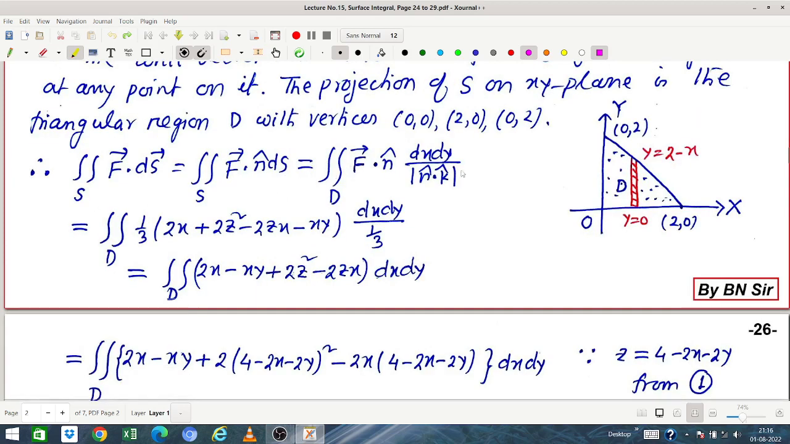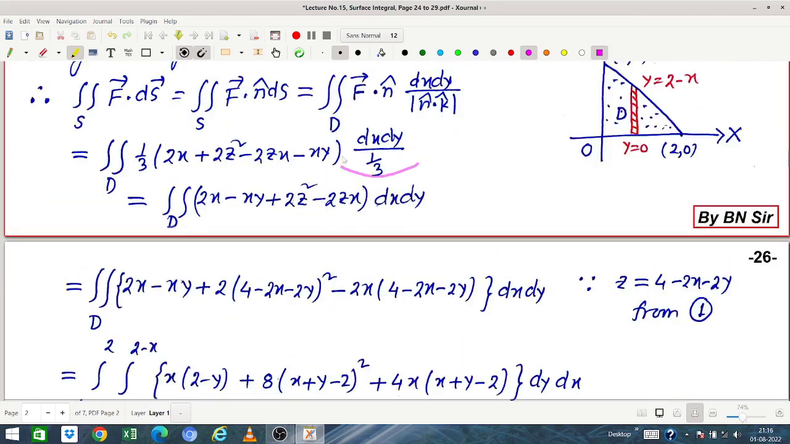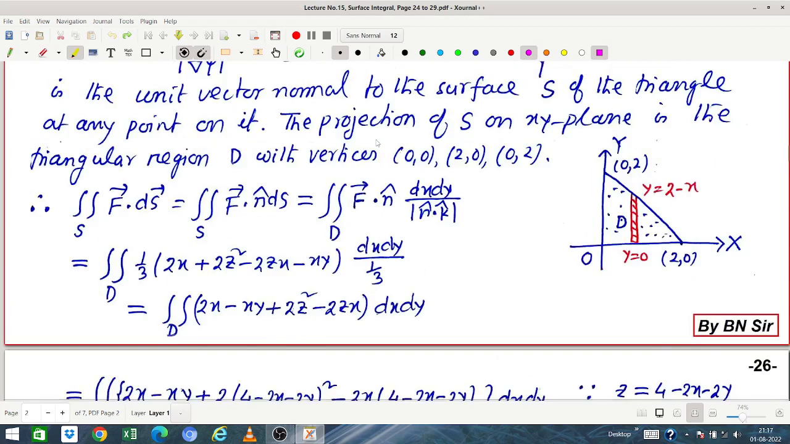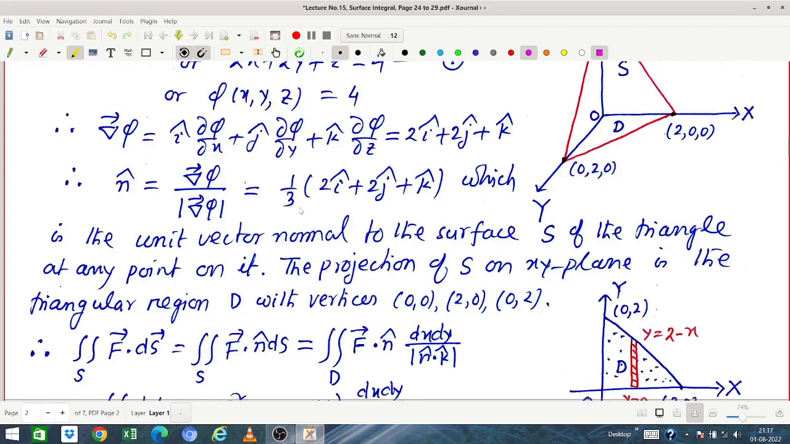Now dS we have projected on the xy plane, that's why our dS becomes dx dy by mod n cap dot k cap. So n cap we have found here. If we take the dot with k cap, it will be only 1 by 3. So see, we have written 1 by 3 here. Okay, and F dot n cap, F vector we are given, and n cap we have just found.